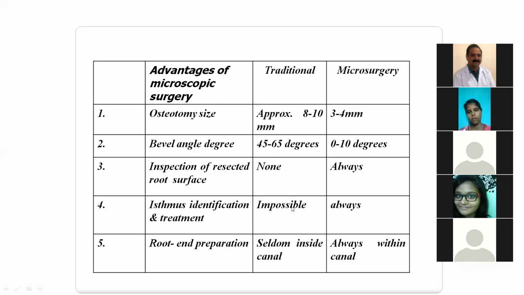Isthmus identification is impossible in the traditional approach. It is always possible with the microscope. Root-end preparation: never inside the canal traditionally, always within the canal now because of the ultrasonic tips, and we can use them very precisely.